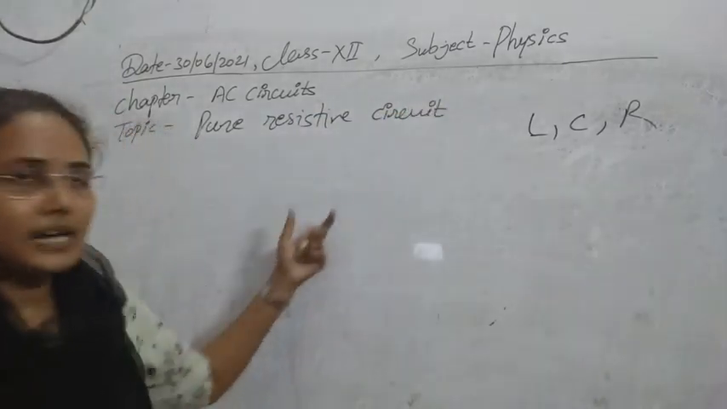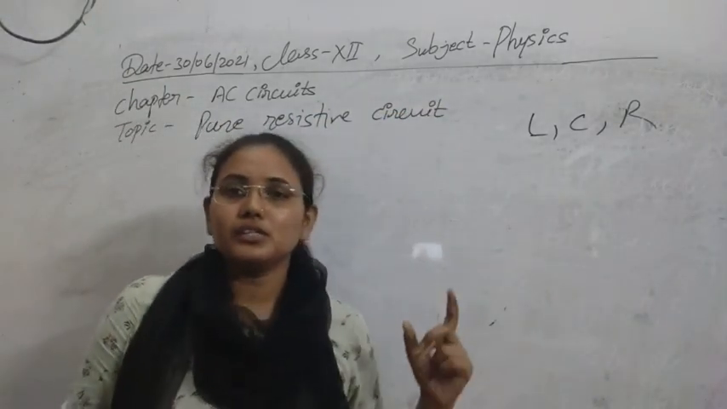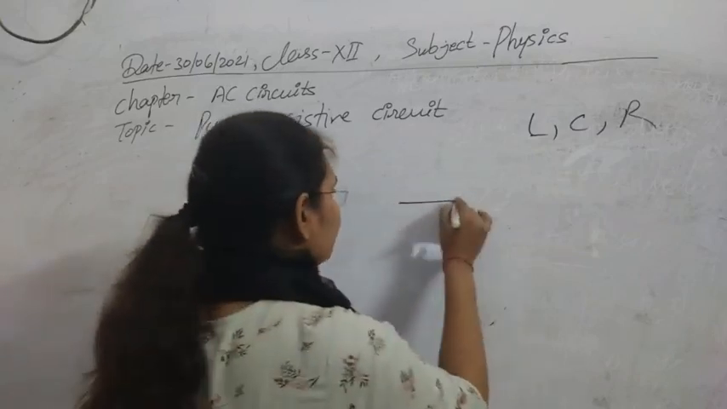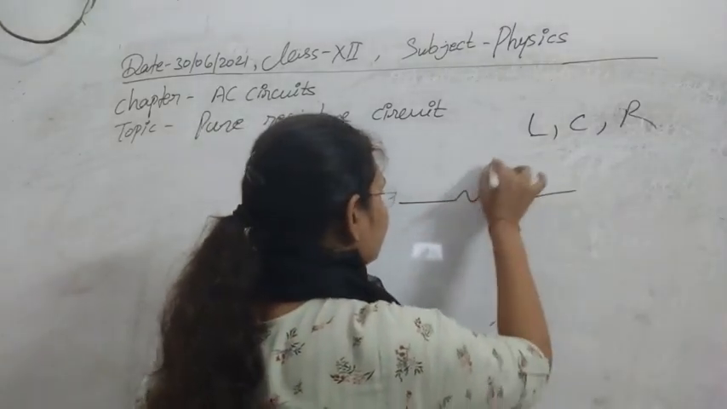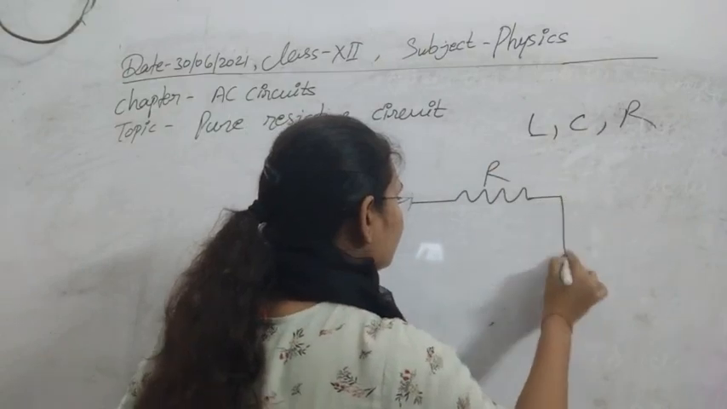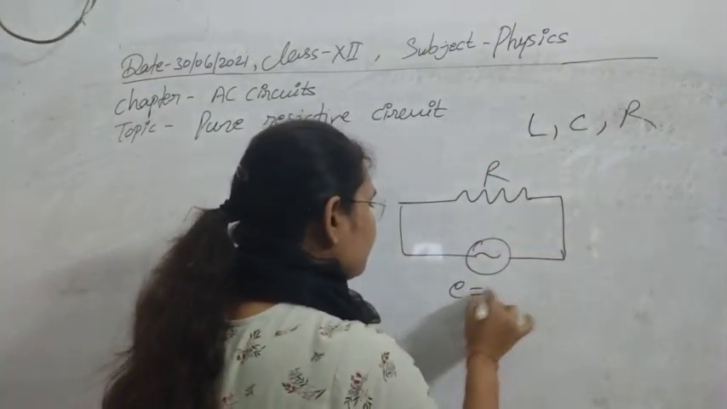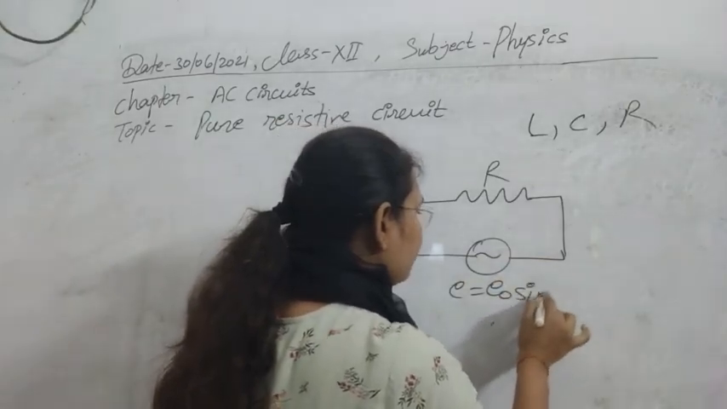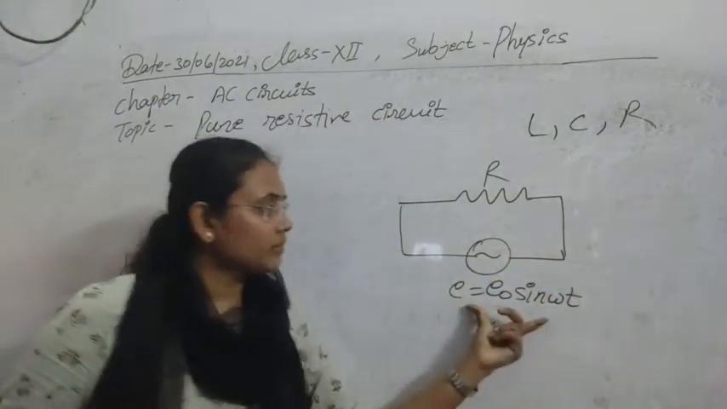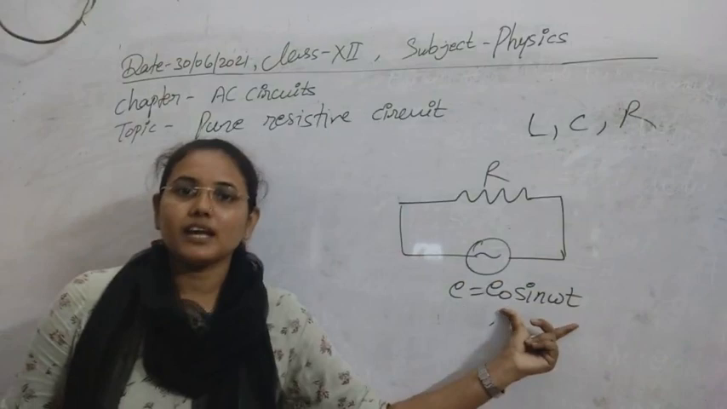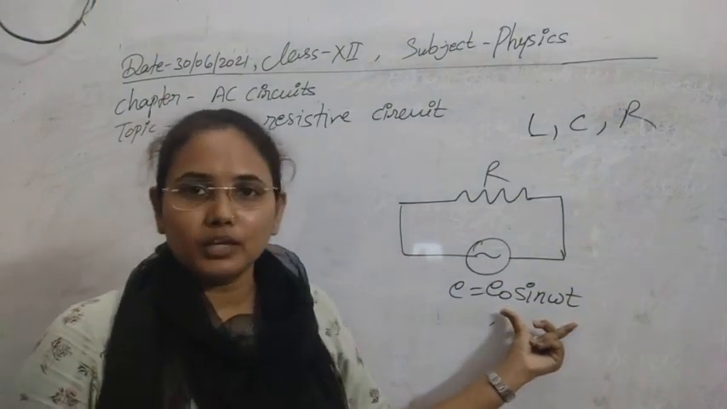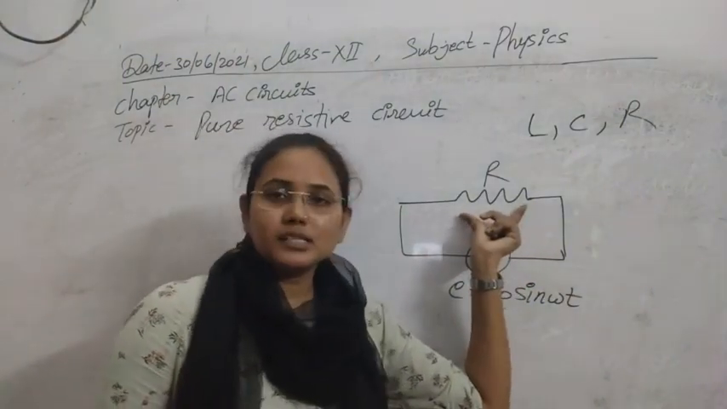If we design a circuit using only a single resistor, suppose a resistor we have taken, this is capital R, its resistance, and now we have connected an AC source to it. For the AC source we can represent it by the formula E is equal to E0 sin omega t. This value of EMF, or alternating voltage, we have applied to this resistive circuit.